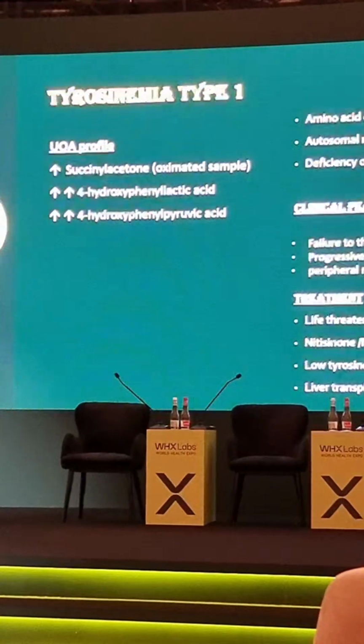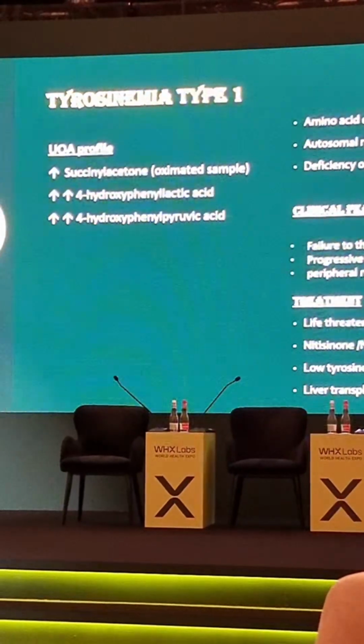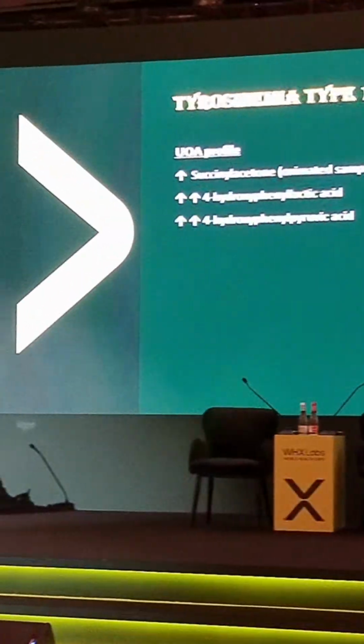the enzyme fumarylacetoacetate hydrolase. So these patients have failure to thrive, and most importantly, they have a cabbage-like odor because of the succinylacetone. And if left untreated, they develop progressive liver disease going into cirrhosis and hepatocellular carcinoma. They can also develop neuropathy and hypophosphatemia complex. So treatment is very essential in the form of nitisinone and a low phenylalanine tyrosine diet. In the long term, most of these patients will require liver transplant.